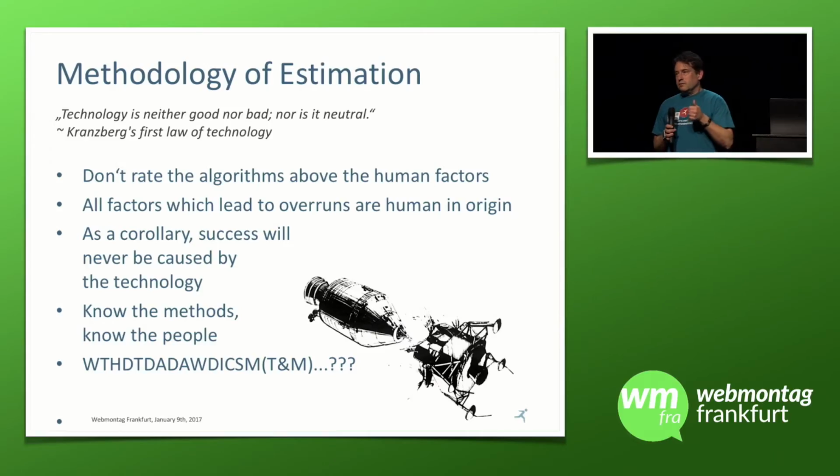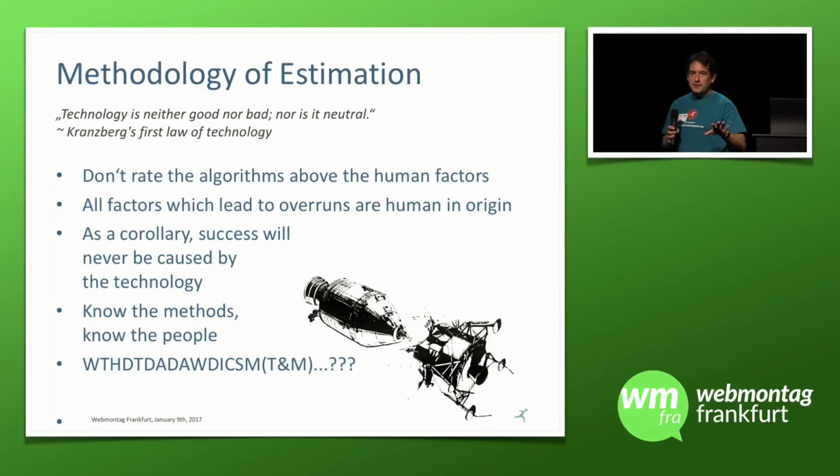Something I mentioned at the beginning of the presentation, everybody says, well, you guys are just numbers brains. All you do is work with numbers all day. Websites are binary, computers use numbers. Put a number on your estimation, please. But don't regard the algorithms above the human factors. Those are the parts of your project, the people who are actually doing the work, who are unpredictable. All factors which lead to overruns in a project are human in origin.